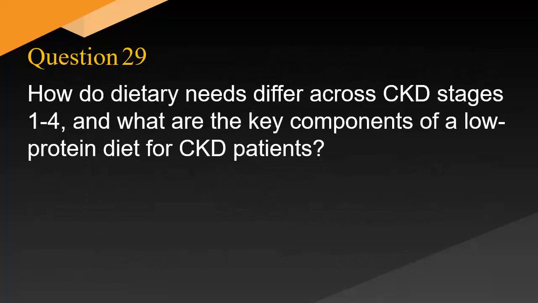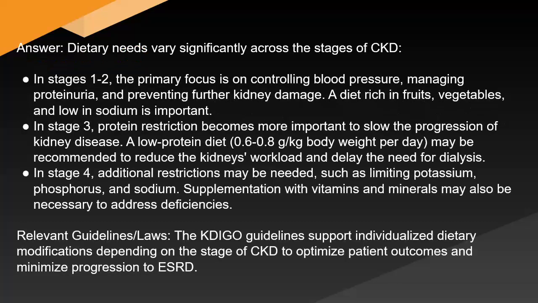How do dietary needs differ across CKD stages 1 to 4, and what are the key components of a low-protein diet for CKD patients? Answer: dietary needs vary significantly across the stages of CKD. In stages 1 and 2, the primary focus is on controlling blood pressure, managing proteinuria, and preventing further kidney damage. A diet rich in fruits and vegetables and low in sodium is important. In stage 3, protein restriction becomes more important to slow the progression of kidney disease.